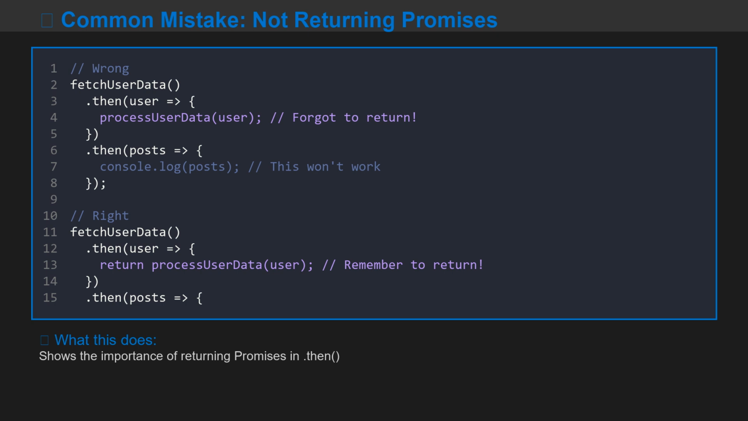A common mistake when chaining promises is forgetting to return the next promise. Here on the left, we see a common error where we forget to return the promise from processUserData. This means the next .then won't receive the expected data. On the right, we correctly return the promise, which ensures the chain continues properly.